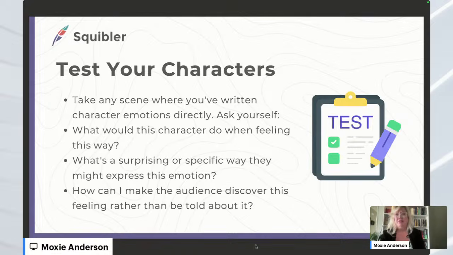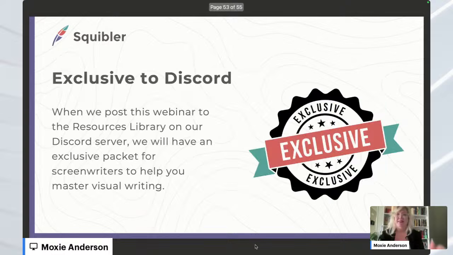Some ways to test your characters for visual elegance is to take any scene where you've written the character emotions directly and then say, what would this character do when he or she is feeling this way? What's a surprising or specific way that they might express this emotion? How can I make the audience discover this feeling rather than being told about it? And if you can pass those tests with your characters, you're on your way to good visual writing.